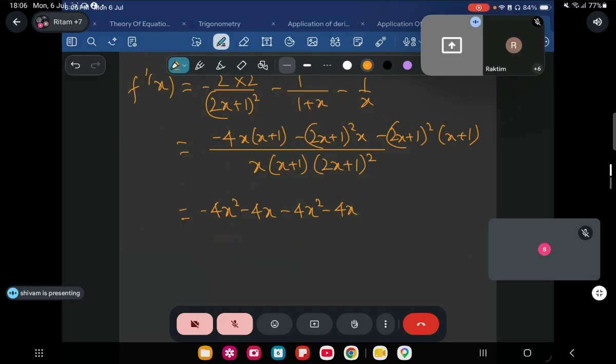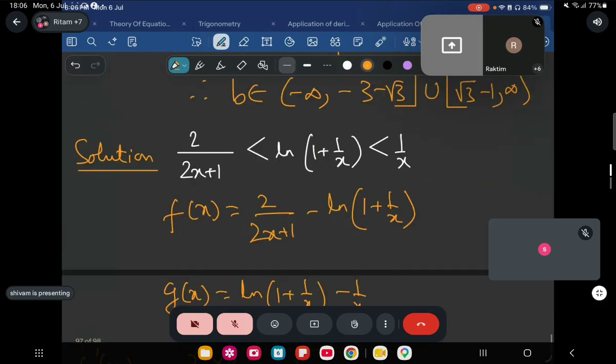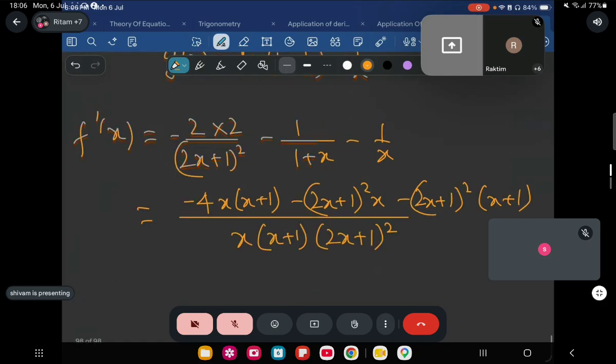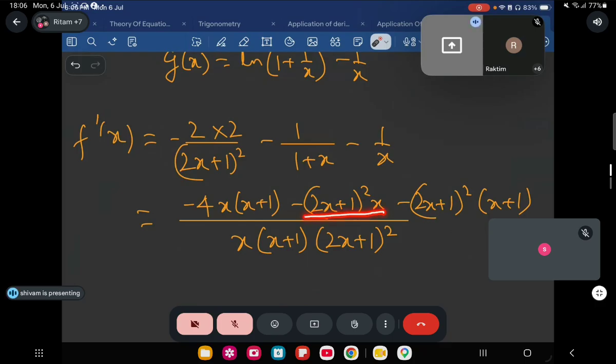It's a huge expression. Wait, it's better to do it like this. See, minus ln(1 + x) minus ln x. Over here we have got minus x into (2x + 1) whole square and minus (x + 1) into (2x + 1) whole square.